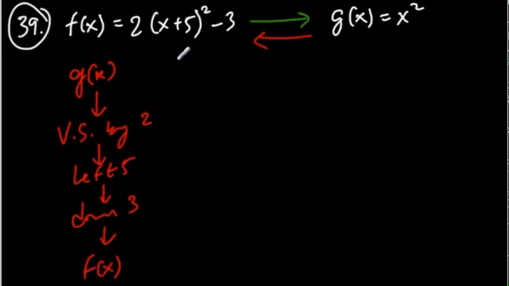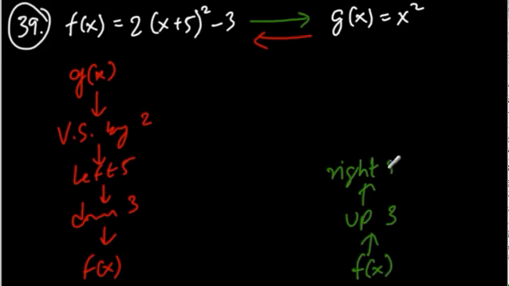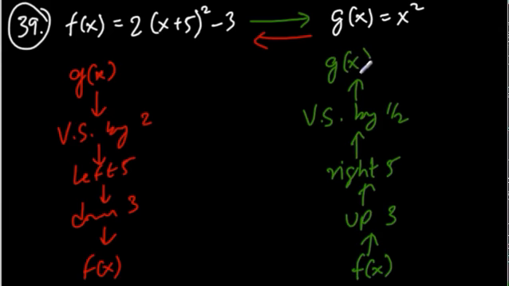All right, so that's the backwards translation, but we want to go from f of x to g of x. So if we're going backwards, it's going to be up 3, right 5, and a vertical stretch by half, because we want to get half of what we had before. And that's how we get g of x. Basically all we're doing is the reverse translation in order to go from f to g.